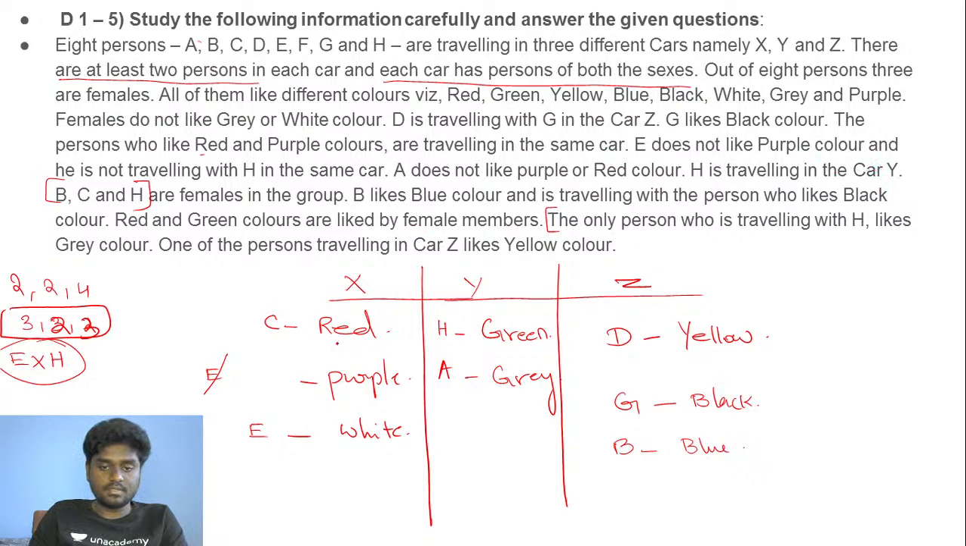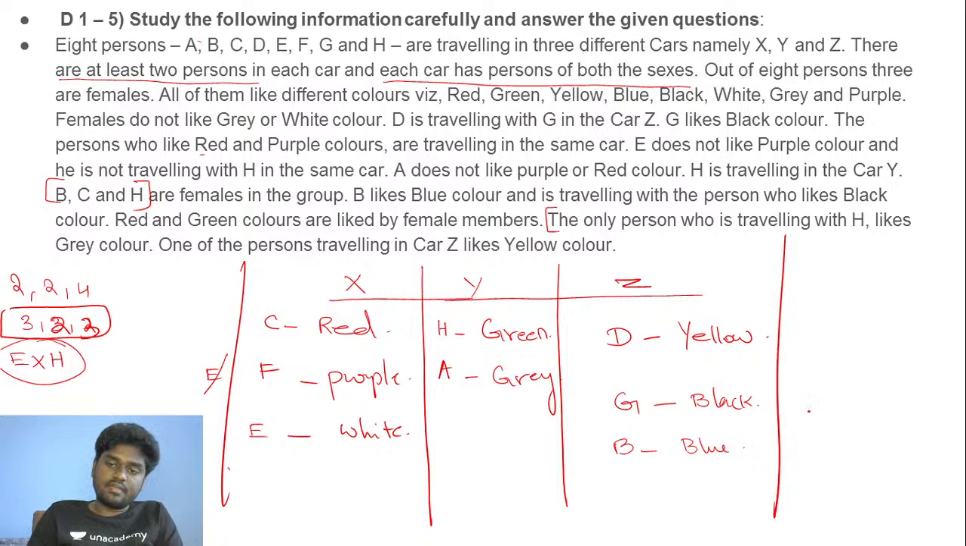Okay. So what was the last person left out? So you have A, B, C, D, E, F, G, and H. Sure. We got the complete arrangement of the given set. If you're really clear with this, kindly go and quickly cross check whether everything is being satisfied or not. The conditions here. Yeah. Red and green colors are liked by female. Yeah. C is a female, H is also a female. Okay, sure. So that's it, guys. We have got the detailed solution for the given question.